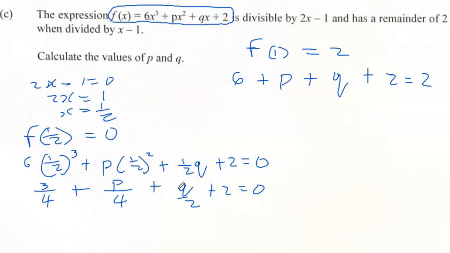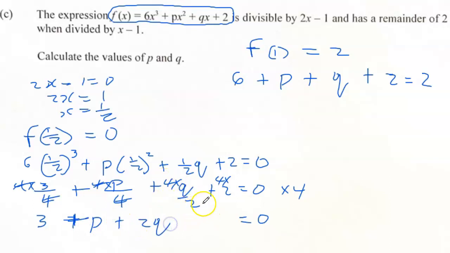So one thing we could do is try and simplify this equation by getting rid of the fraction, so we can multiply both sides by the LCM. So let me multiply both sides of this equation by the LCM of the denominators here, which is 4. So 4 times each term. 4 times 3/4, 4 times p over 4, 4 times q over 2, 4 times 2, and 4 times 0 is 0. 4 times 3/4 leaves me with 3. 4 times p over 4 leaves me with p, and 4 times q over 2, 2 into 4 is 2, so that's 2q, and 4 times 2, that's 8.